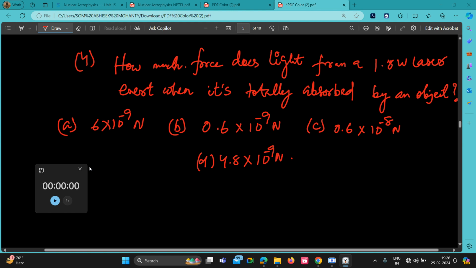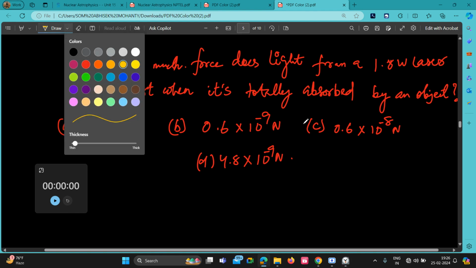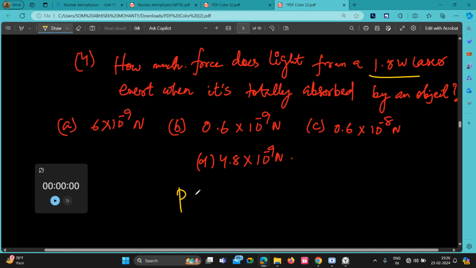Okay, could you solve it? How much force does light from a 1.8 watt laser exert when it's totally absorbed? This is a direct kind of question. Power is given, 1.8 watt. So this is, how much force?